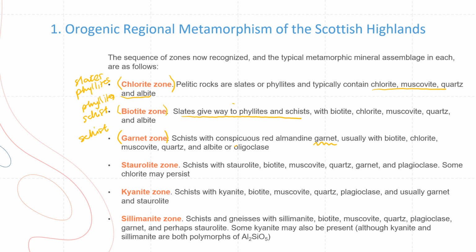And then we move into the staurolite zone, where we have schist, but this time with staurolite, and then schist with kyanite as you move away from that zone. And last but not least, we have the sillimanite zone, where it is an even higher grade of metamorphism, where you have schist and gneisses.